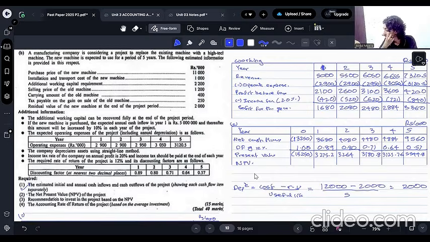3275.2 plus 3264 plus 3180.8 plus 3125.76 plus 5544.8 minus 13250.